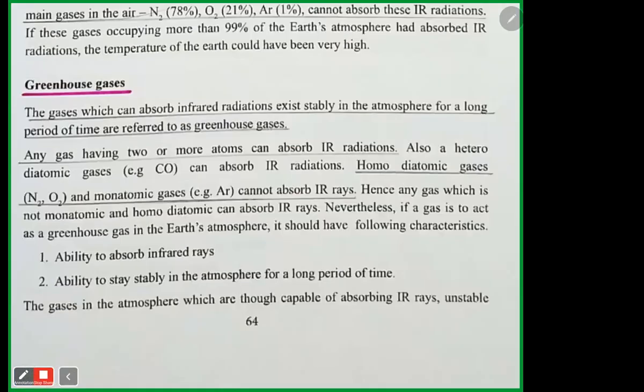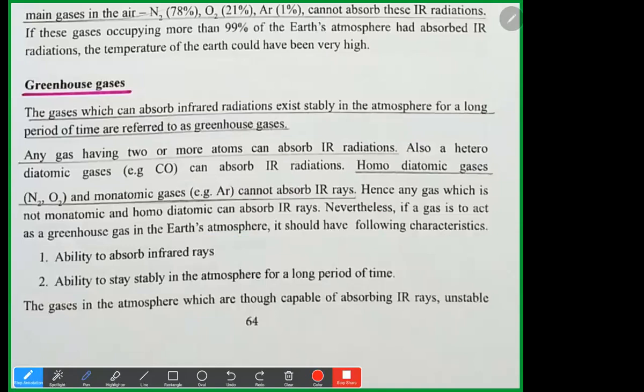See, these are the greenhouse gases. The gases which can absorb infrared radiation and exist stably in the atmosphere for a long period of time are referred to as greenhouse gases. Any gas having 2 or more atoms can absorb IR radiation, not a single atom. See, all these have a single atom, one type. Two or more types are absorbing infrared.